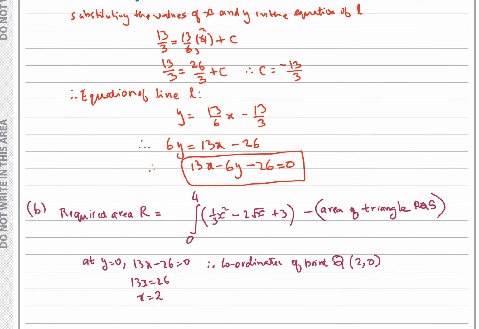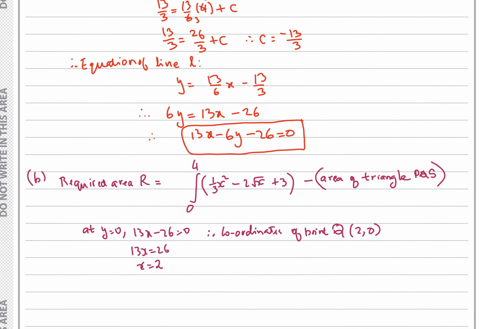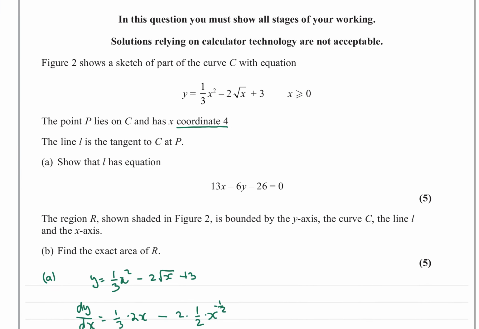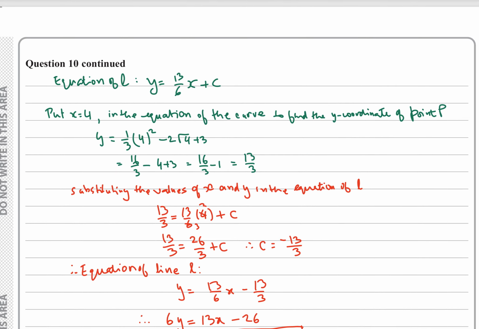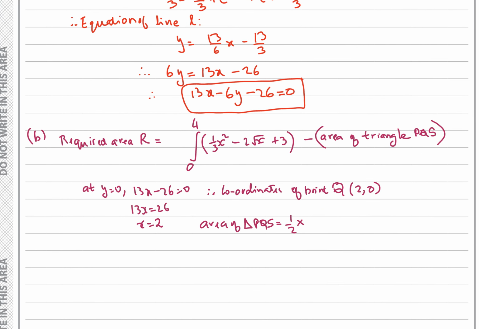So we know the coordinates, so we can find the area of triangle PQS. Let me write it down. Triangle PQS equals half times 2, because 4 minus 2 is 2, times 13 over 3. So half times 2 times 13 over 3 equals 13 over 3. This is an important bit. We will be using it once we've done our integration.